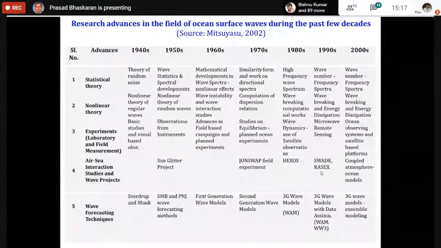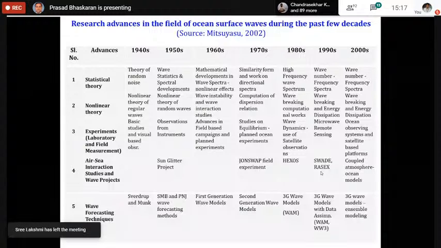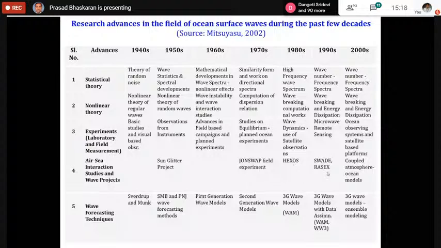Because when wind is blowing on the water surface, it can do two things. One is it can generate waves, it can also generate currents. A part of the energy goes into generation of waves, and the remaining part goes into the generation of currents. So there have been very significant experiments conducted to understand this process. So these are the names of those experiments, like HEXOS, SWADE, and RASEX.